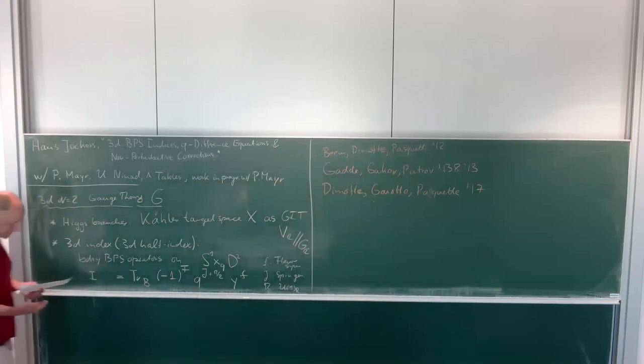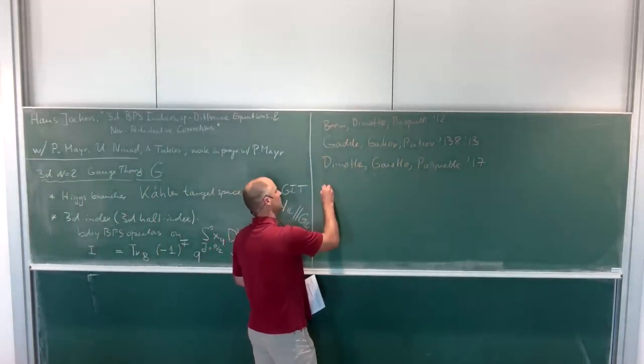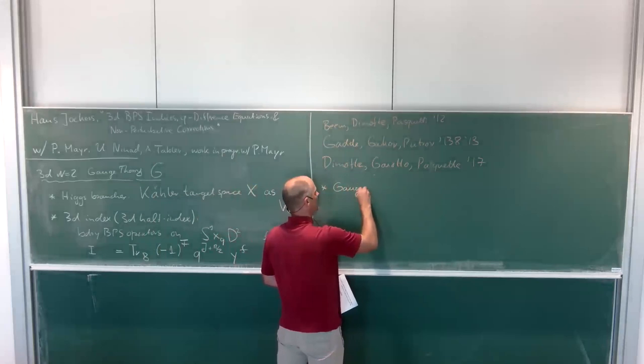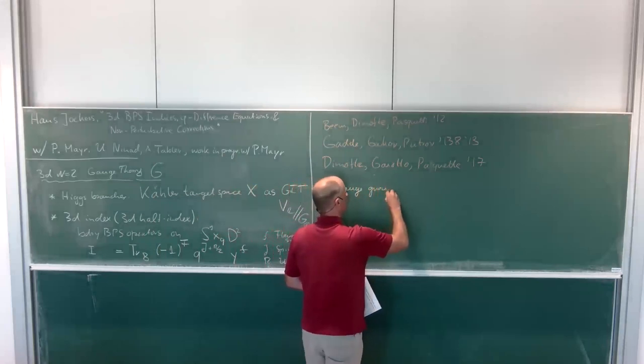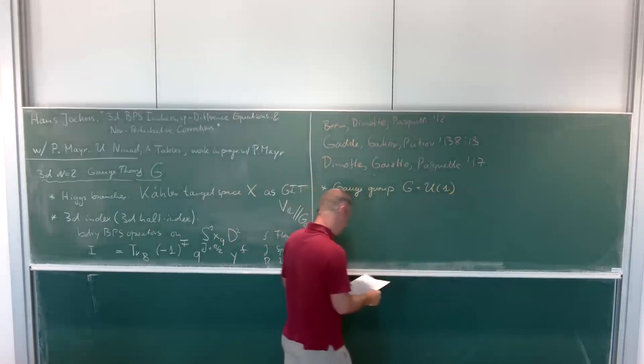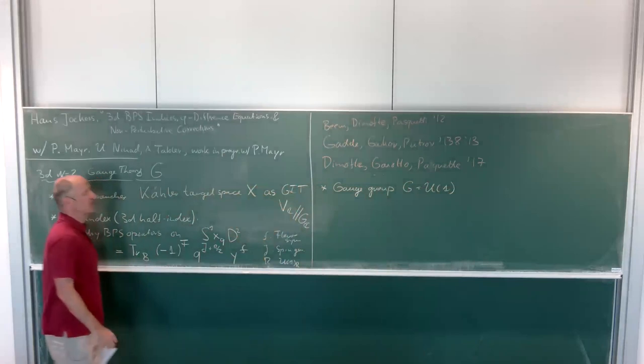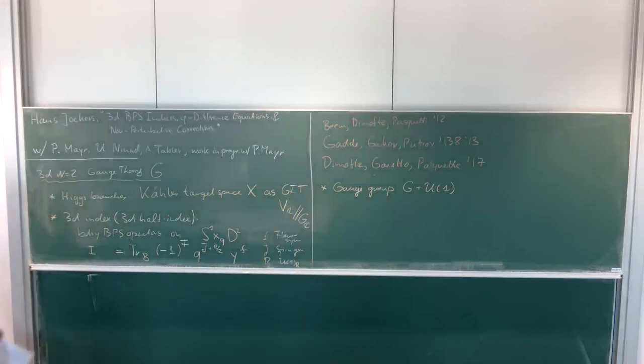So for the purpose of this talk, I will use a particular simple setup, the simplest setup you can think of concerning the gauge group. If I just take the gauge group to be U1, then the kind of GIT quotients we are studying are essentially very basic examples of toric varieties.